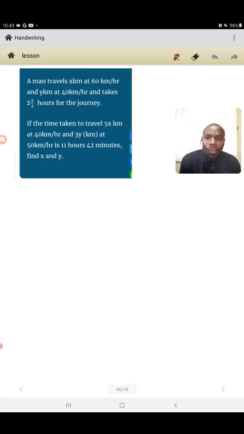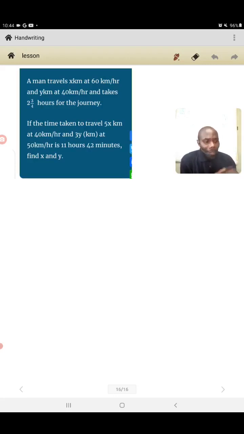A man travels x kilometers at 60 kilometers per hour and y kilometers at 40 kilometers per hour, and it takes 2 and 3 over 4 hours for the journey. If the time taken to travel 5x kilometers at 40 kilometers per hour and 3y kilometers at 50 kilometers per hour is 11 hours 42 minutes.